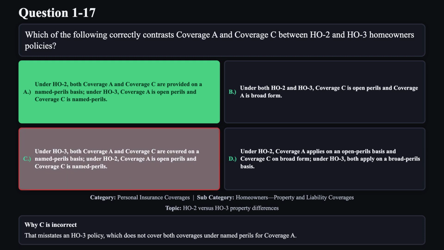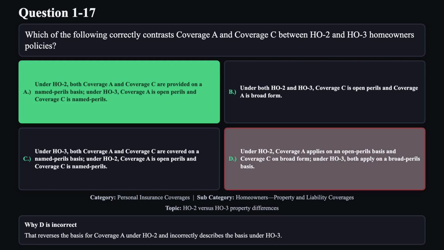Reason C is not correct. That misstates an HO3 policy, which does not cover both coverages under named perils for coverage A. Reason D is not correct. That reverses the basis for coverage A under HO2 and incorrectly describes the basis under HO3.